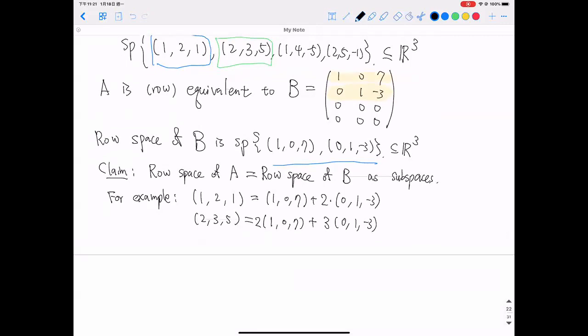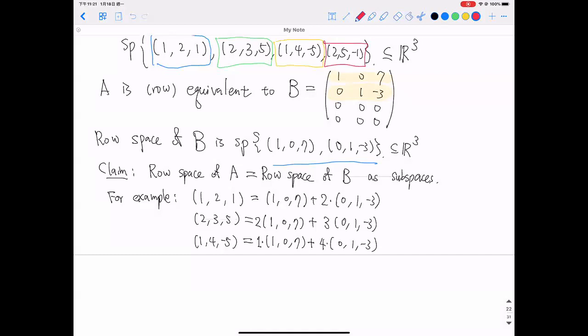Now, what about 1, 4, minus 5? It should also be equal to a linear combination of these two vectors. And again, you can just read it. The first entry has to be 1, so that's 1 there. The second entry has to be 4, so that's a 4 there. If you put this combination, you get for the third entry 7 minus 12, that's minus 5.